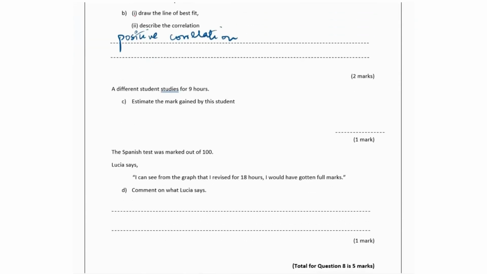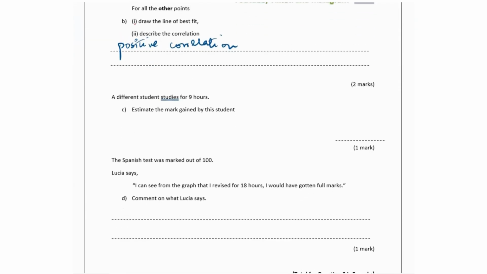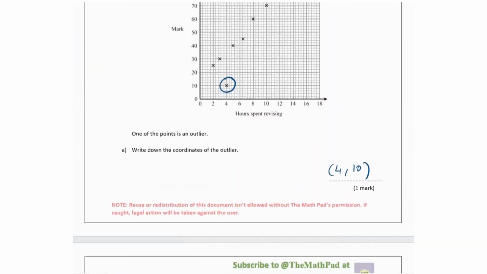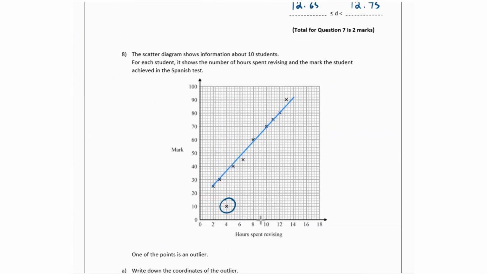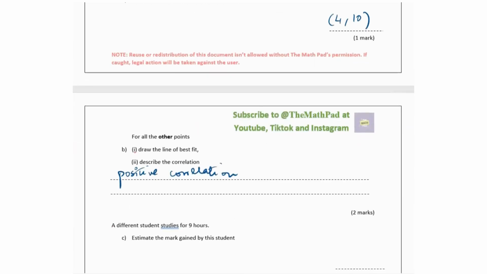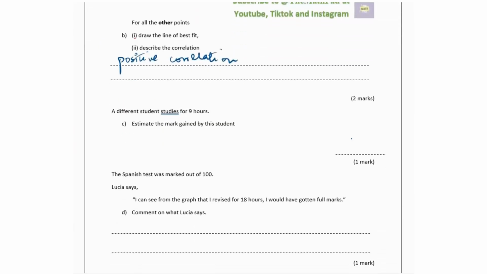Then a different student studies for 9 hours. Estimate the mark gained by the student. So if you're studying for 9 hours, you draw a line between 8 and 10, and what I'm getting is 64. So the estimate mark is 64 for me.